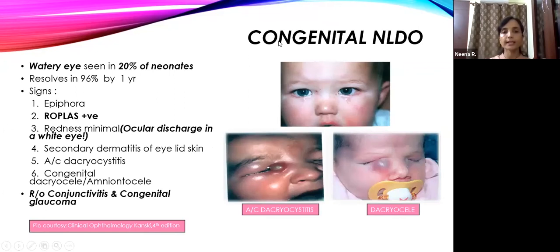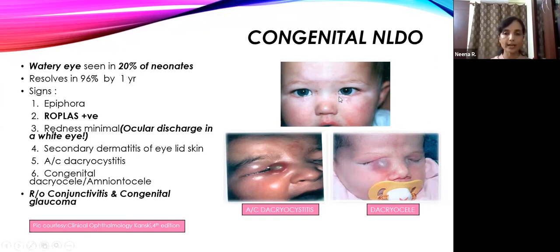Now, another common condition which comes to the pediatrician first is congenital nasolacrimal duct obstruction. So it is usually seen as a watery eye or an ocular discharge in a white eye. The eye is not usually red. So what you can see is that the child will have a tearing eye, and the key sign is regurgitation on pressure over the lacrimal sac, that is, if you press over the lacrimal sac, you will get a regurgitation of fluid. It could be either a clear fluid or purulent or mucoid, depending on the type of secretion.